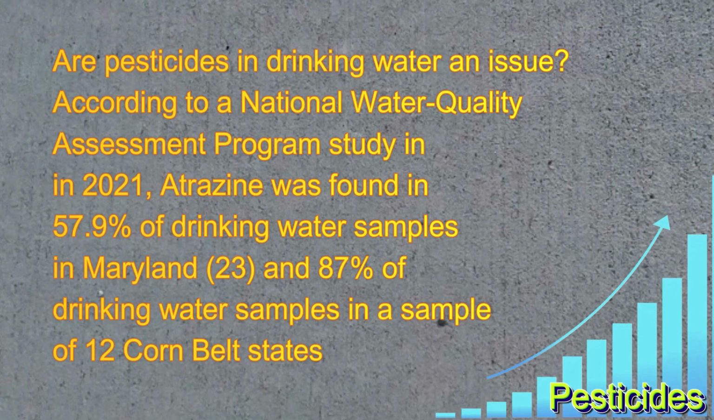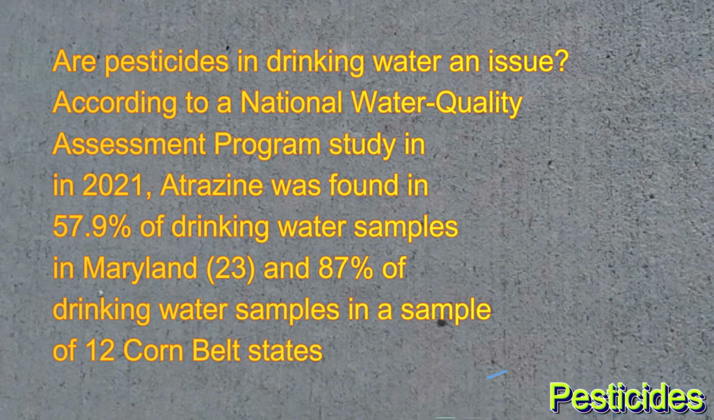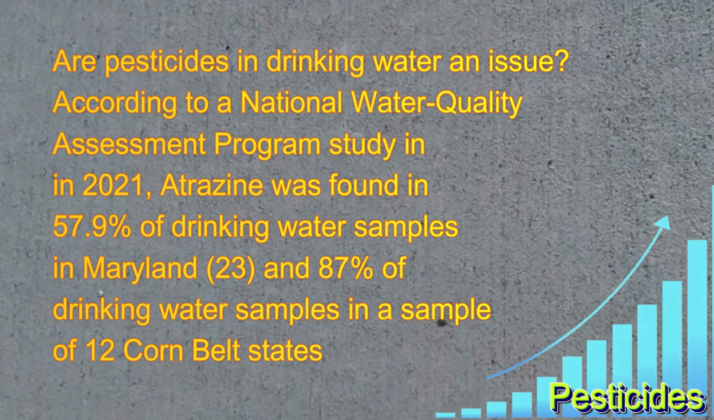Are pesticides in drinking water an issue? Well, according to a National Water Quality Assessment Program study in 2021, atrazine was found in 57.9% of drinking water samples in Maryland and 87% of drinking water samples in a sample of 12 Corn Belt states. The point of what we're making here is you definitely know just by looking at the studies that pesticides in drinking water are an issue.